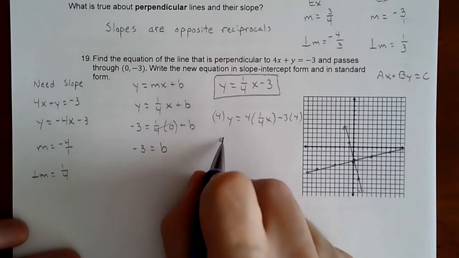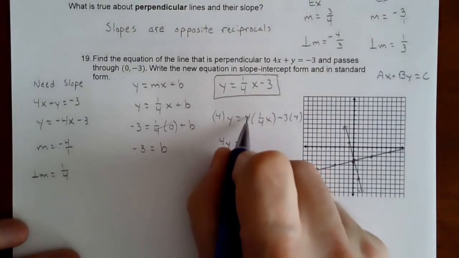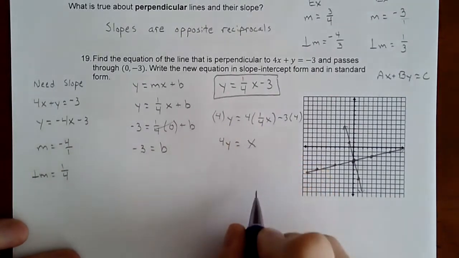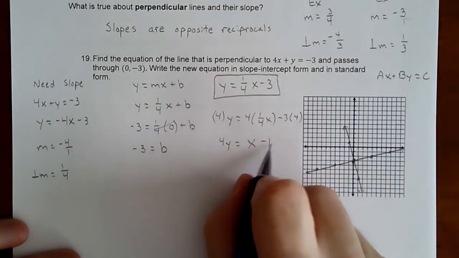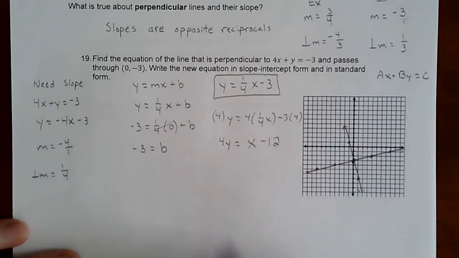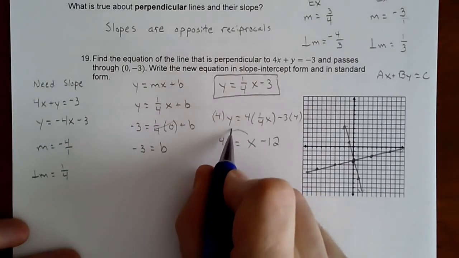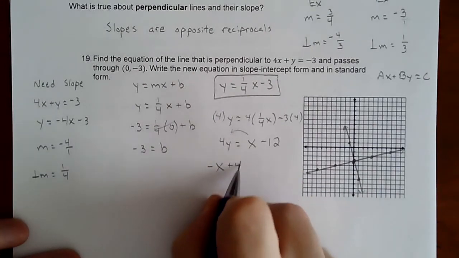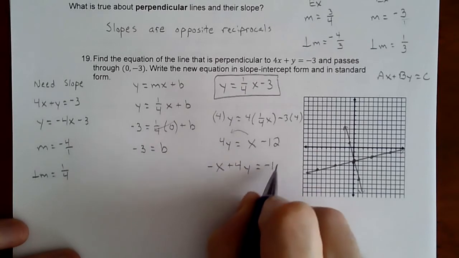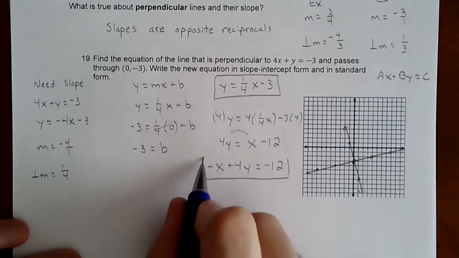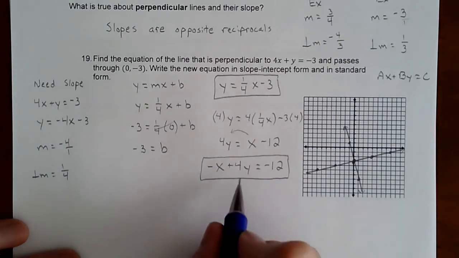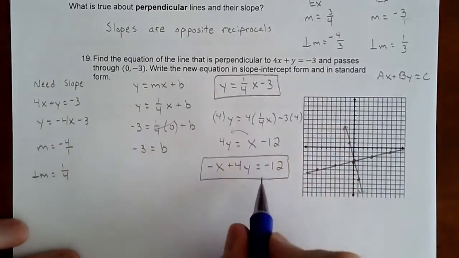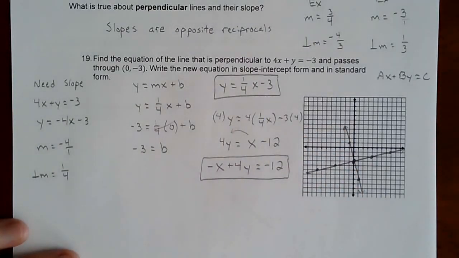4 times y is 4y. 1/4 of 4 is 4 divided by 4, which is 1, times 1 is 1x. So I'll just write it as x minus 12. All right, and then the last thing is let's bump the x over to the other side. If we do that, it becomes -x plus 4y, and that equals -12. And there is our standard form. Okay, so that is just a different version of that, but if you could graph both of them, they'd be the exact same lines. They just look different.